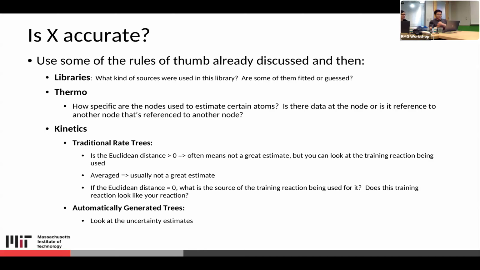For traditional rate trees for kinetics, same thing. You basically want to know if your rates are estimated or not. And one of the cool things about the automatically generated trees is that they inherently have estimates of the uncertainty, so you can use those explicitly as proxies for how much you trust your node-based kinetics.